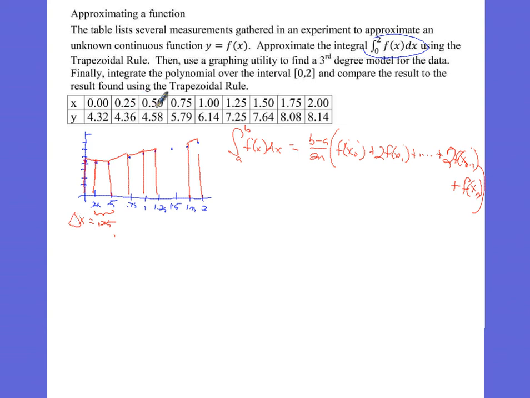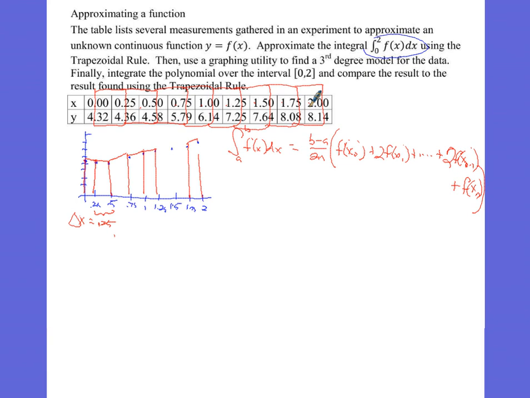One, two, three, four, 5, 6, 7, 8, 9 points of data. But that makes a trapezoid. That makes one. That makes one. That makes one. That makes one. Another one here. Another one here. And then that one. 1, 2, 3, 4, 5, 6, 7, 8 total.